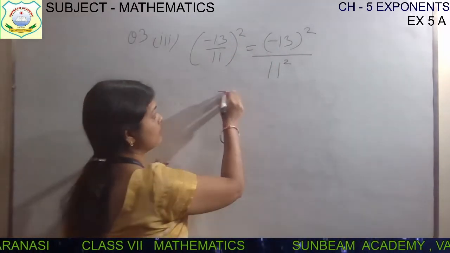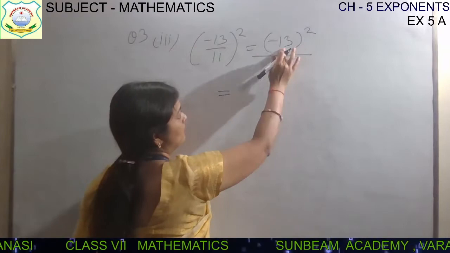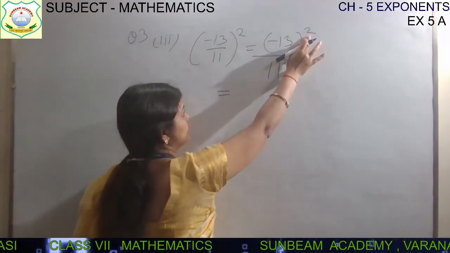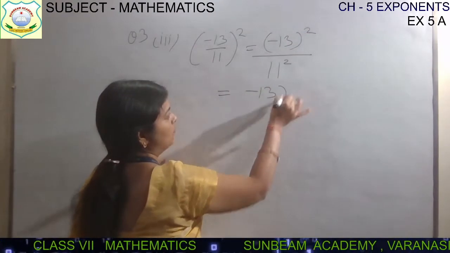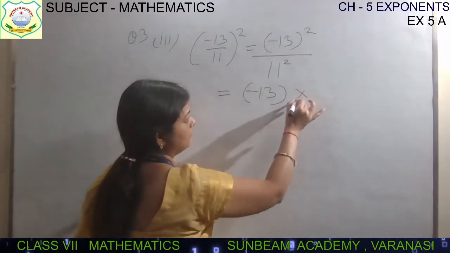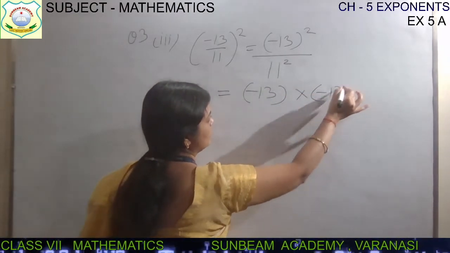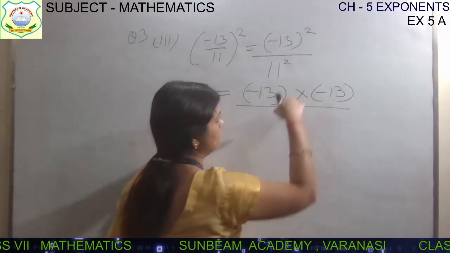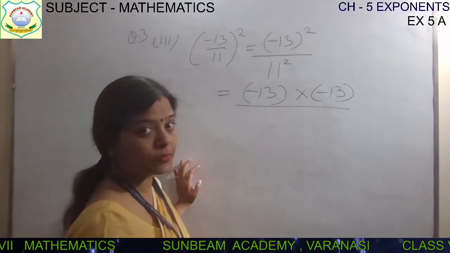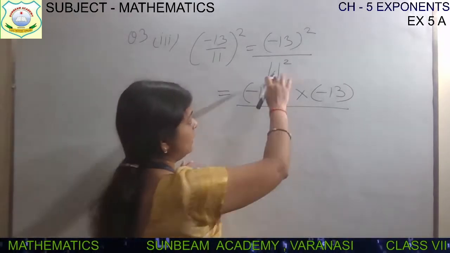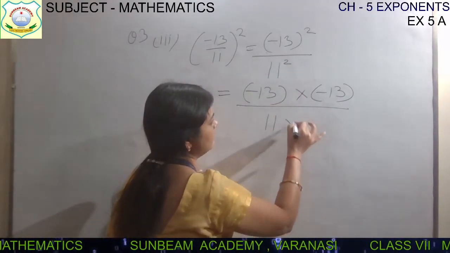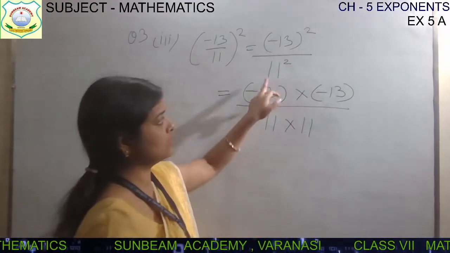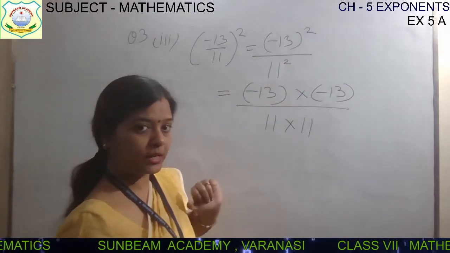Now minus 13 to the power 2 means minus 13 will multiply 2 times with itself. It means this. And if you know the answer, you can write it directly. What is 13 ka square? This is 169. 11 square means 11 will multiply 2 times with itself.